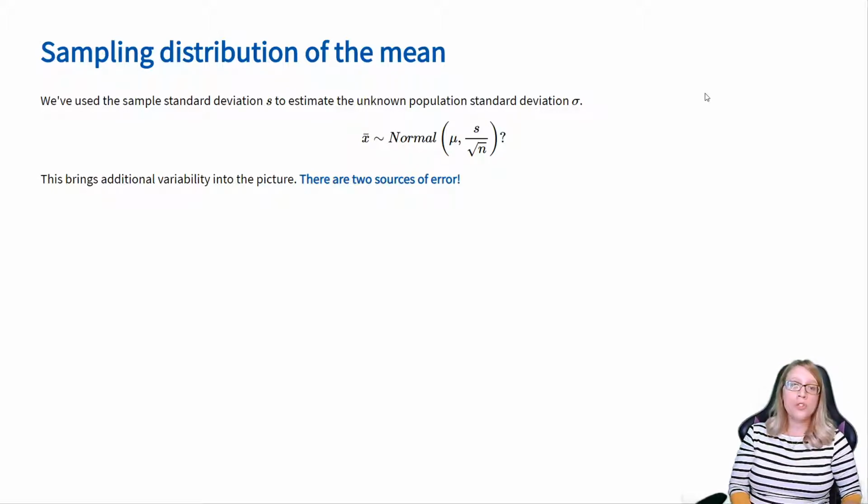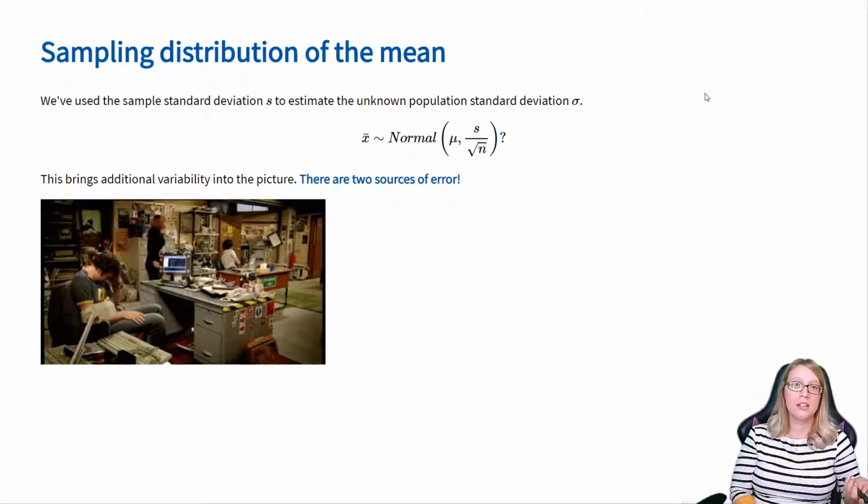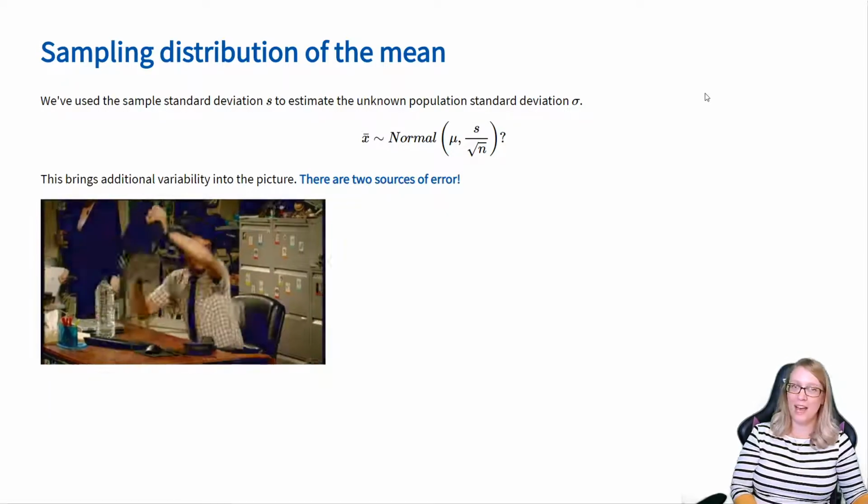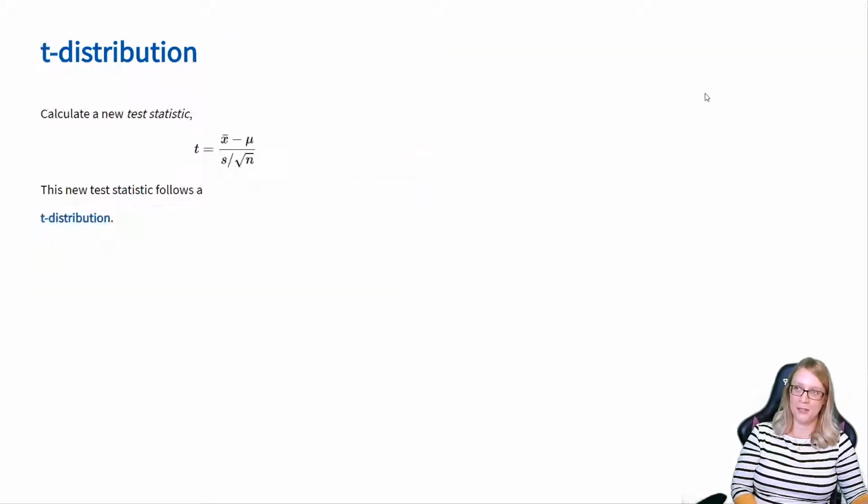There are now two sources of error from our sample. Our sample could poorly estimate the sample mean x bar. It could also provide a poor estimation of the sample standard deviation, S. So we've got two chances to go wrong. This is a frustrating thing, but luckily we do have a solution available. The solution here is to calculate a new test statistic that we'll call the t-statistic.